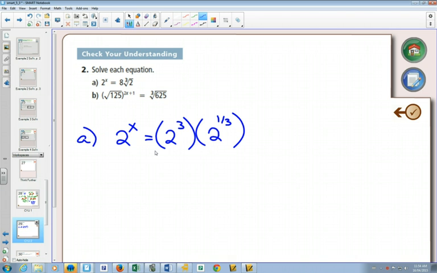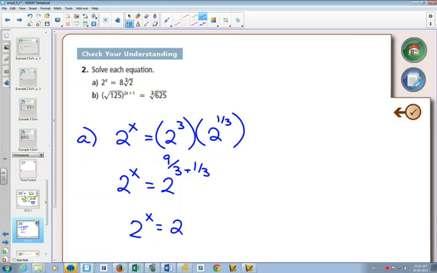What do we do when we're multiplying powers with the same base? Add the exponents. So we would get 3 plus 1/3. How do we add fractions? Common denominator. I'm going to change that 3 to a 9/3. That was fancy. And then we get 2 to the x equals 10/3.